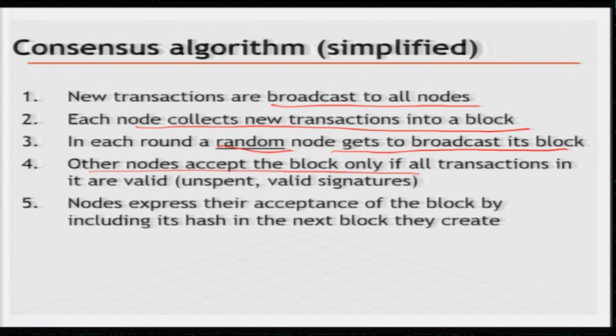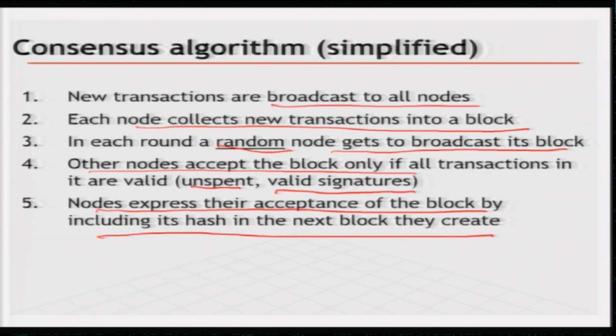All the other nodes accept the block only if all its transactions are valid. Now, if you have sent a block in which there are invalid transactions, then no node will accept it, except for maybe malicious nodes. They check that the money that you are spending has not been spent before, that is, you are not doing double spending, and they have to check whether the signature is valid. They do this for all transactions in the block, and then say that okay, this block is valid. Now, the nodes then will express their acceptance of the block by including its hash in the next block they create. So, that is the overall scheme of things.